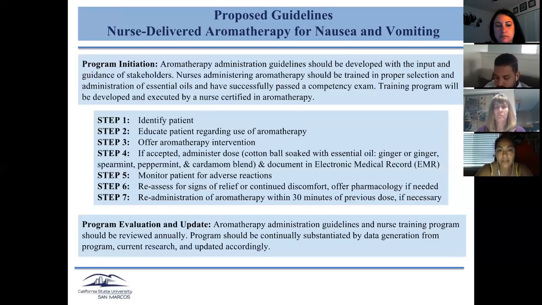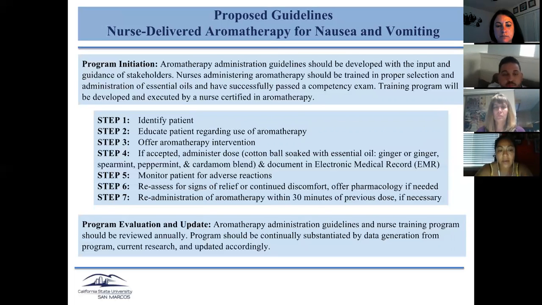There are 7 steps for our proposed guideline. Step 1 is identifying patients with symptoms of nausea. 2, educate that patient regarding the use of aromatherapy. 3, offer aromatherapy as an intervention. 4, if the patient accepts this intervention, administer a dose. The dose would be administered by soaking a cotton ball with essential oil. One of two different formulations are available, either straight ginger essential oil or a combination blend of ginger, spearmint, peppermint, and cardamom. Administration type would be documented in the electronic medical record.